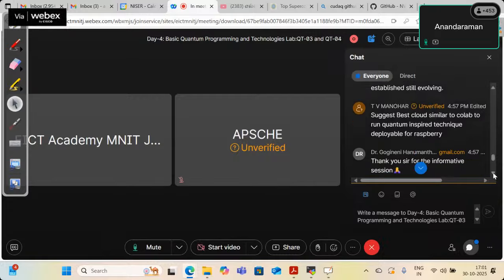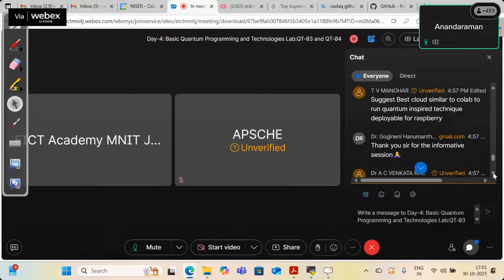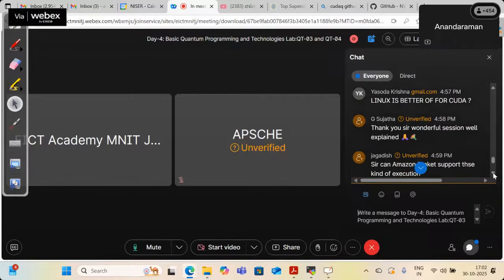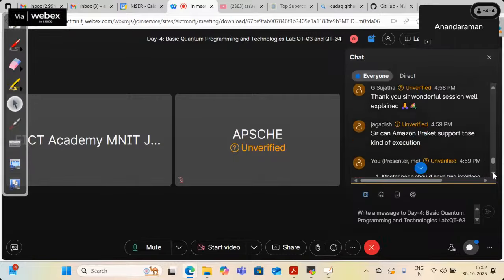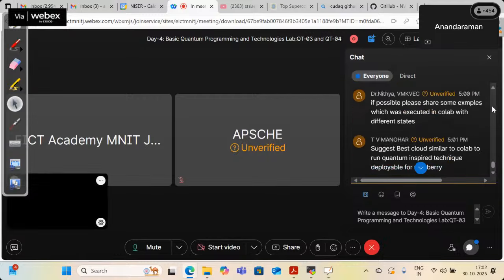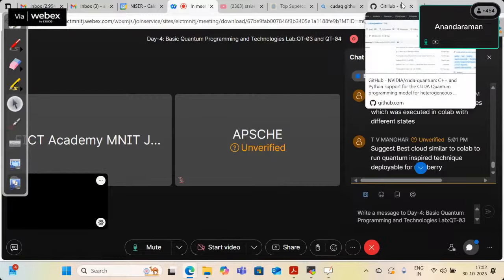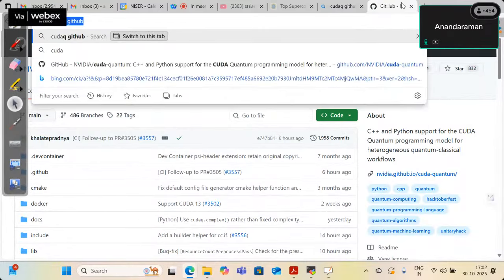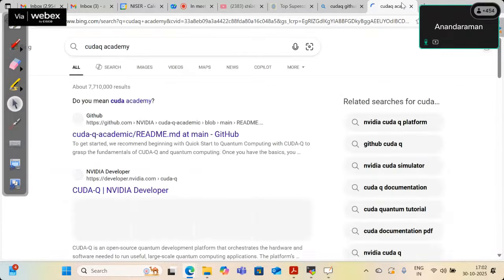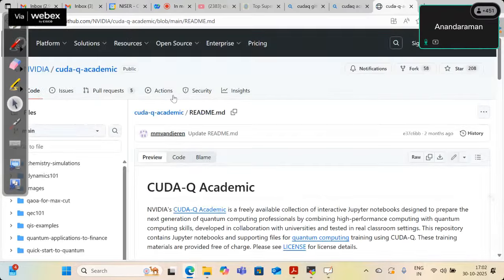Yeah, Colab you can run, no issue. Linux is always better. For this example, everything, CUDA Q Academy is there. There you will get all the Jupyter Notebooks with very good explanation, so you can follow this also.